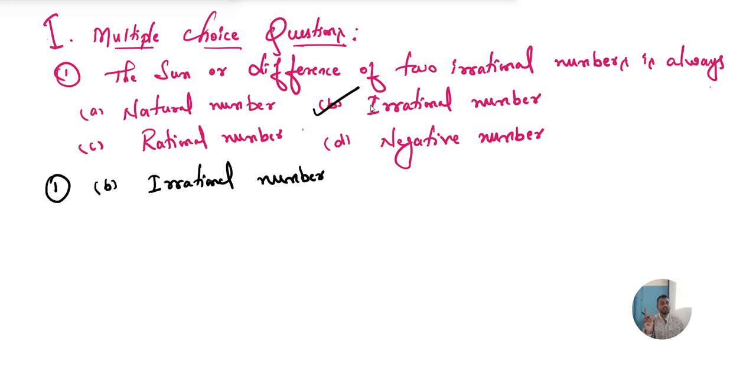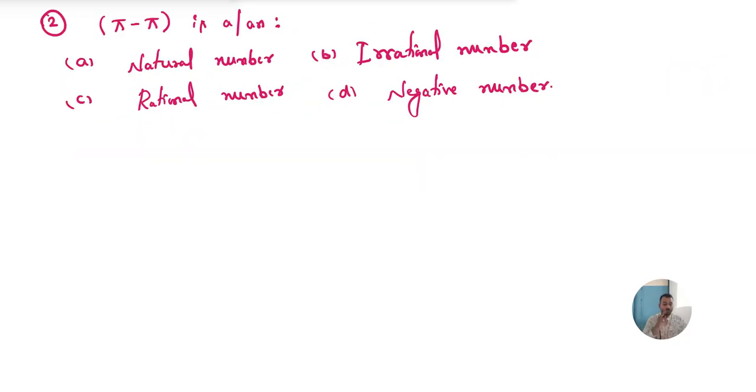Sum or difference of two irrational numbers is actually both rational and irrational. But here, for now, we are going to consider irrational. Copy it. Now let me go with the next question. Observe here, students. The next question is here on the screen. Computer G, सवाल दिखाइए. Observe. Pi minus pi is a or an: is it a natural number, irrational number, rational number, or a negative number?